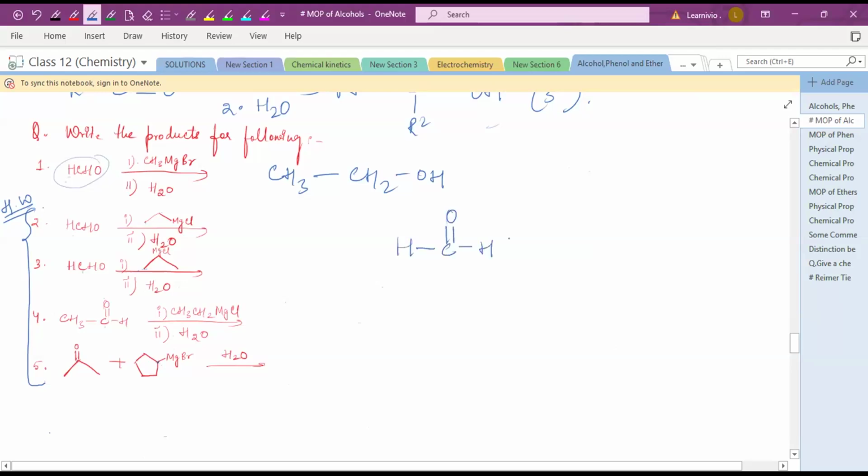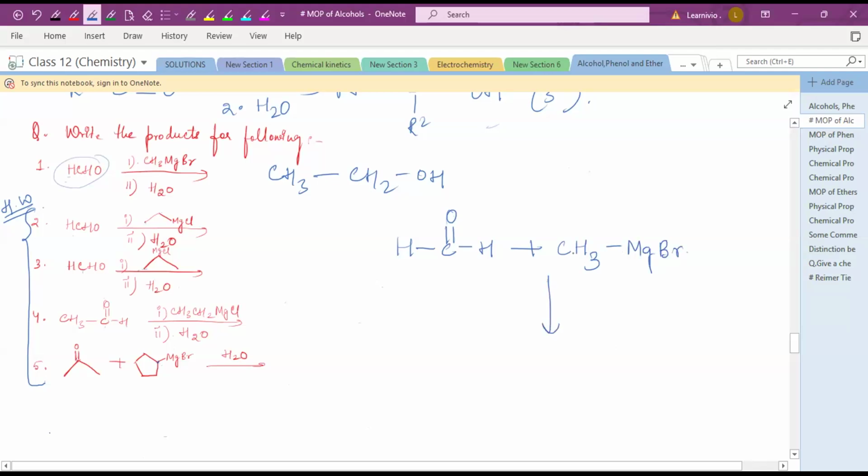CHO. So this is formaldehyde, plus the Grignard reagent over here. In the first step, you will treat this formaldehyde with the Grignard reagent CH3MgBr. Now what happens? You know very well.